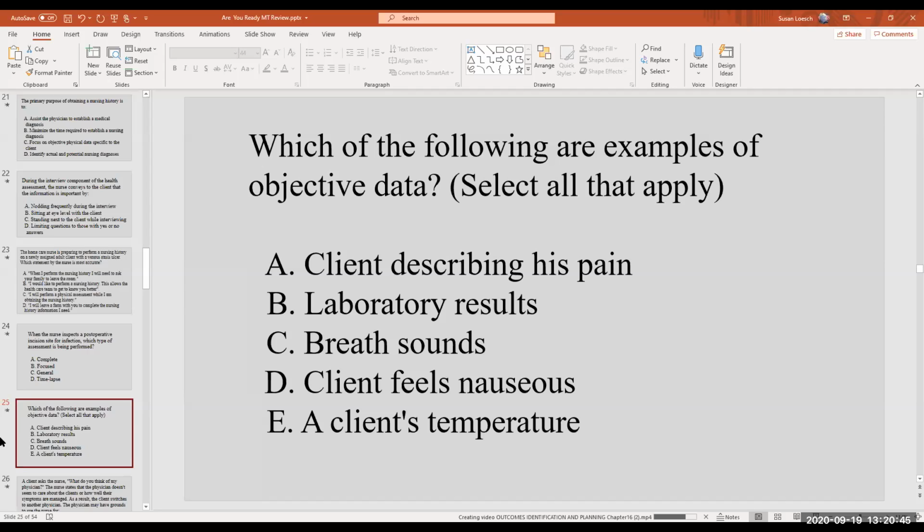Okay, good. So A, the client is talking. Whenever the client is talking and you can't see it, the combination of those two things, you can't see his pain, really, and he's talking about it, so that makes it subjective. The client feels nauseous. You can't see that nauseousness. They can only tell you about it, so again, that's subjective. You can view and analyze lab results. You can hear breath sounds, and you can actually not see the sounds, but you can see the breathing itself, the respirations, the rise and fall of the chest.